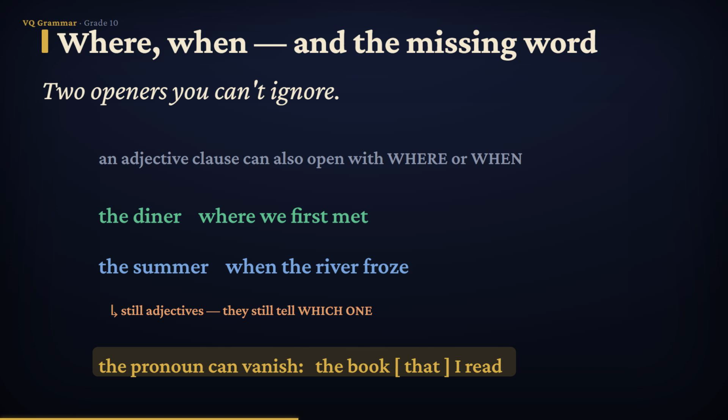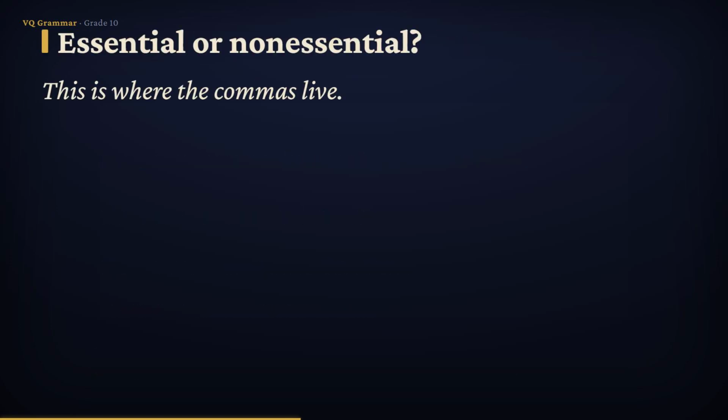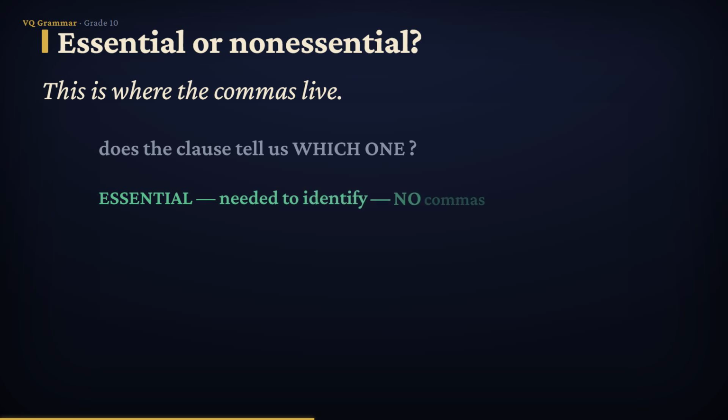Now for the part that shows up on every editing test, the commas. Adjective clauses come in two flavors, and the flavor decides the punctuation. First flavor. An essential clause is needed to identify which one you mean. Pull it out and the sentence loses its point.